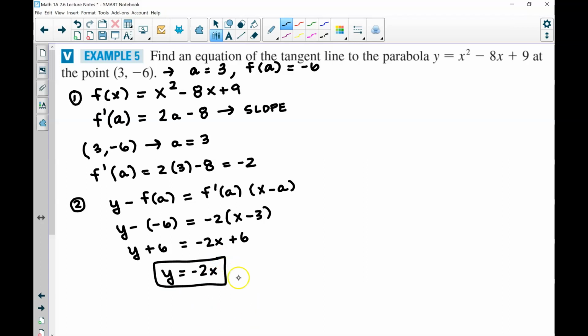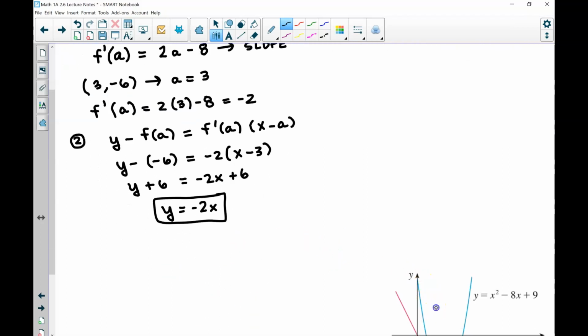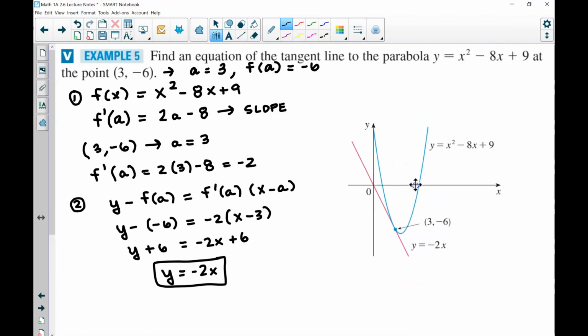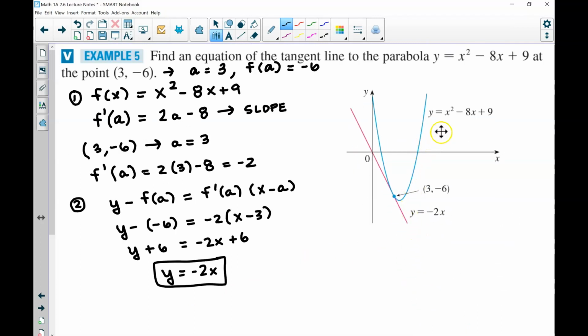Now let's take a look at that graph. Okay, so you can see the parabola here that it forms. There's the point on a line 3, negative 6. And what we've been able to determine is this line that is tangent that passes through that point 3, negative 6. And therefore, that line that we got was y is equal to negative 2x.